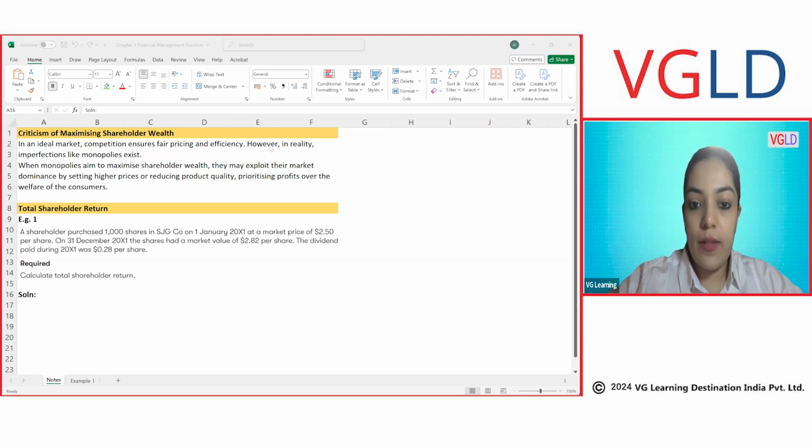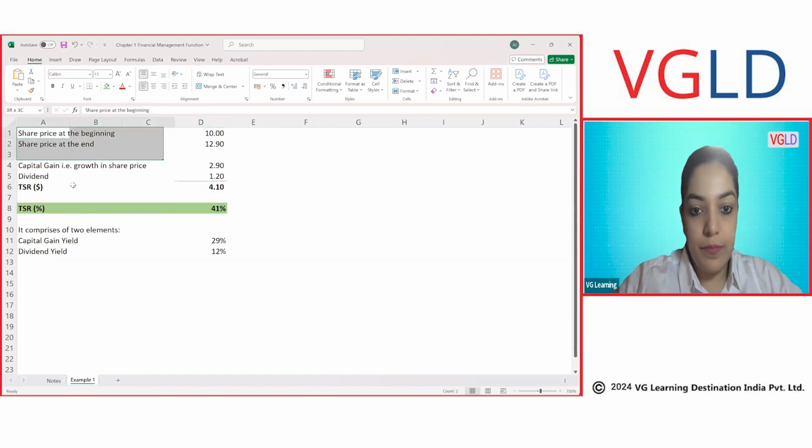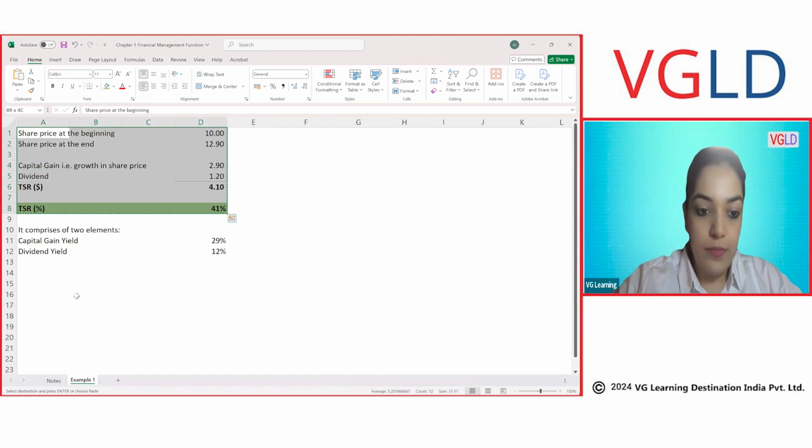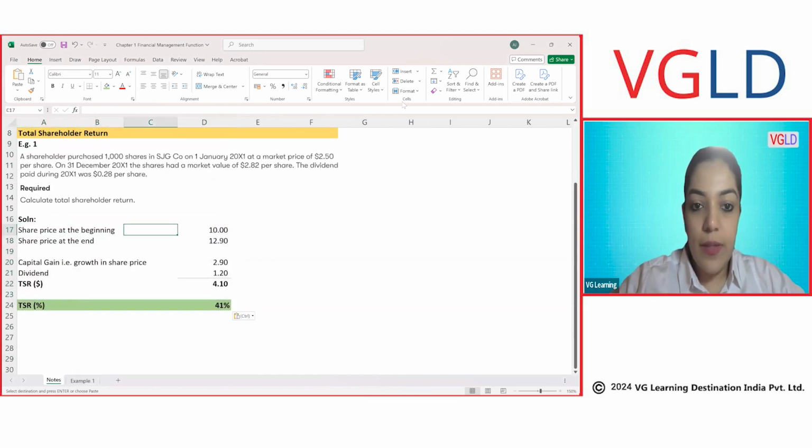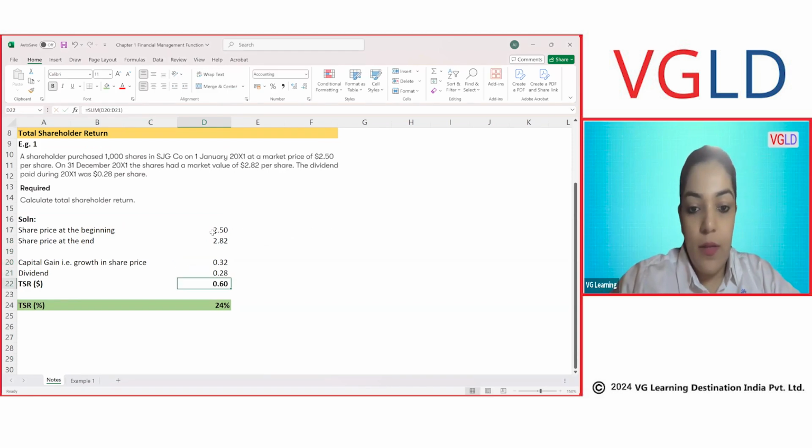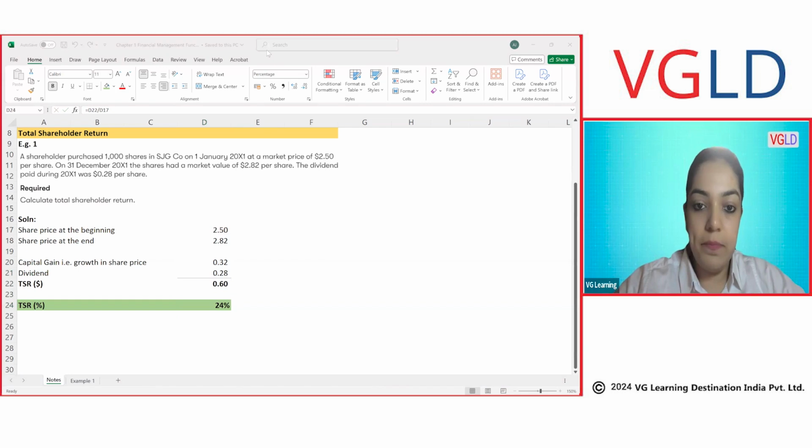All right, let's come to the solution part. I'll just copy it from here. So share price at the beginning is 2.5. This is 2.82. So the capital gain is 0.32. Dividend was 0.28. That is 0.6. So the total shareholder return is 24%. Okay.